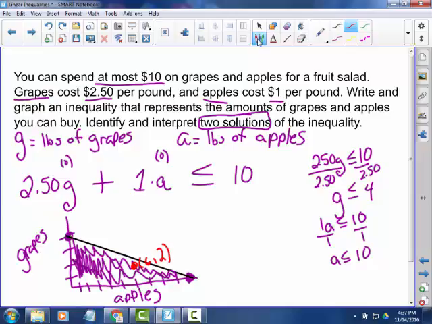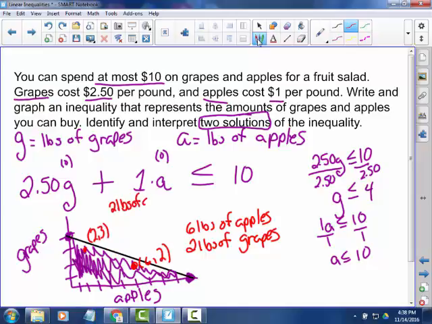Okay, so that would mean I had bought 6 pounds of apples and 2 pounds of grapes. So that's my interpretation of that solution. And if I picked a point, say here, it appears to be 2, 3, then that means I bought 2 pounds of apples and 3 pounds of grapes.